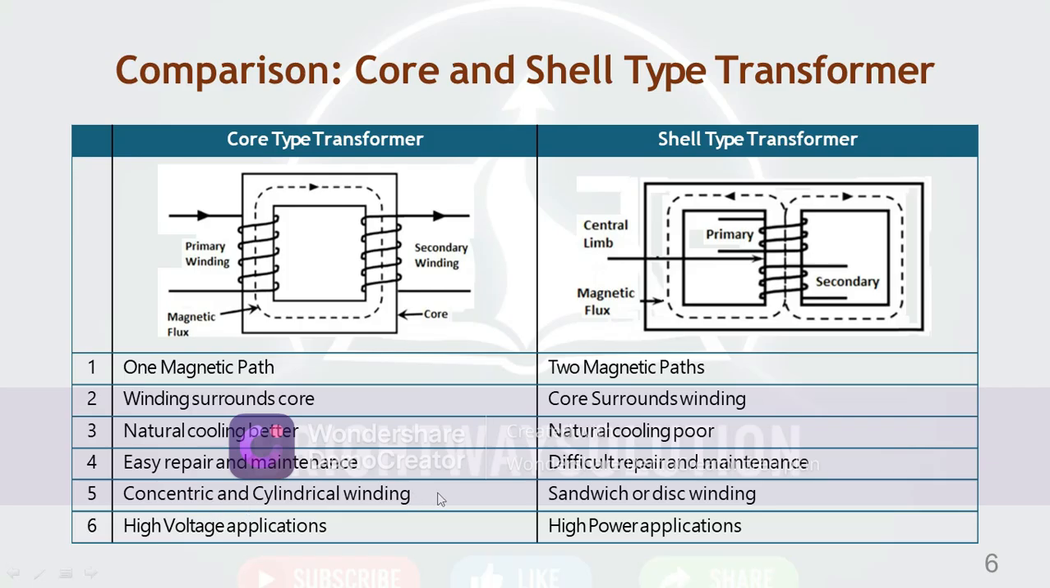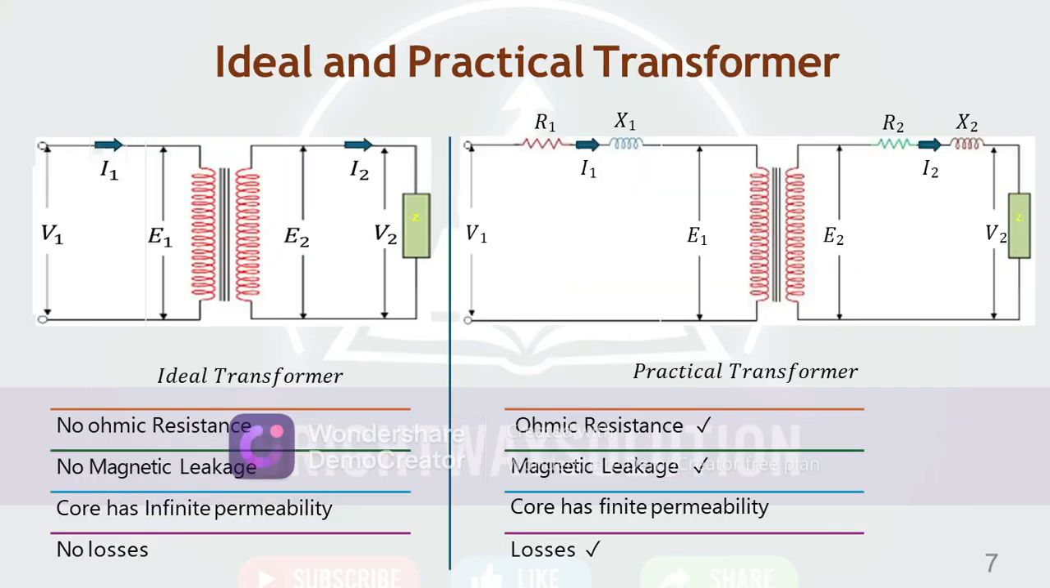Concentric and cylindrical winding is used in a core type transformer. Sandwich type winding is used in a shell type transformer. High voltage applications, for distribution, use the core type. High power applications use shell type transformers. So, ideal and practical transformers.